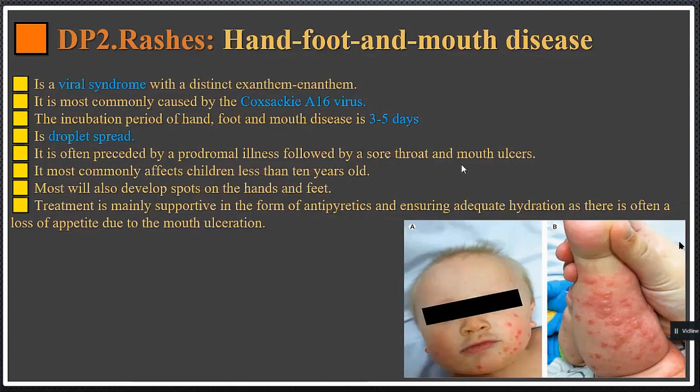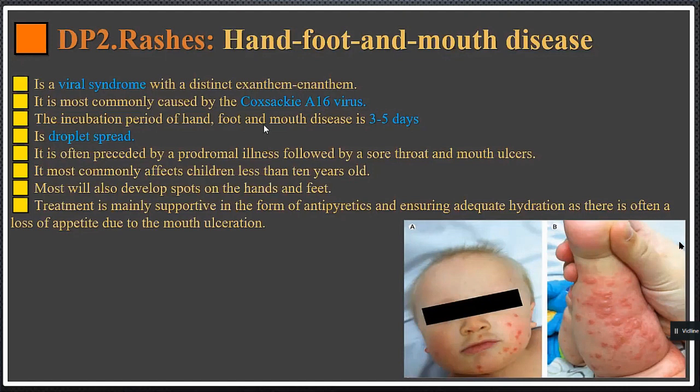Excellent. So here, from the name, we are talking about hand and foot, which will be exanthem because it's skin, and the mouth, which will be enanthem because it's mucous membrane. So it's called a distinct exanthem and enanthem. And again, it's a viral syndrome. It means the cause here is exactly Coxsackie A16 virus.